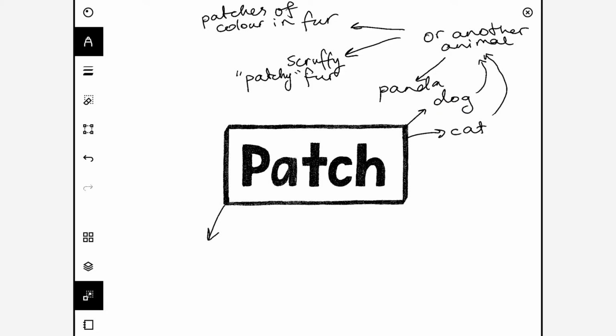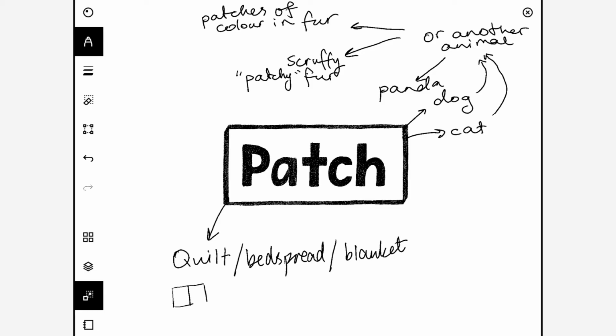You could draw a quilt or a bedspread or a blanket. I know what people sometimes do is they get a community and everyone sews, everyone knits a square. And then they collect all these knitted squares and sew them together and make a big blanket and donate it to people who don't have homes, so they can stay warmer at night. So maybe you could draw patches of different fabrics, or patches of knitted wool.